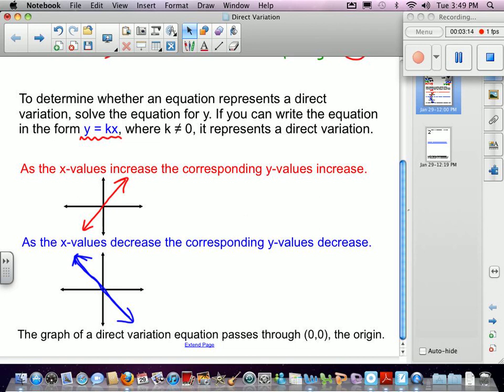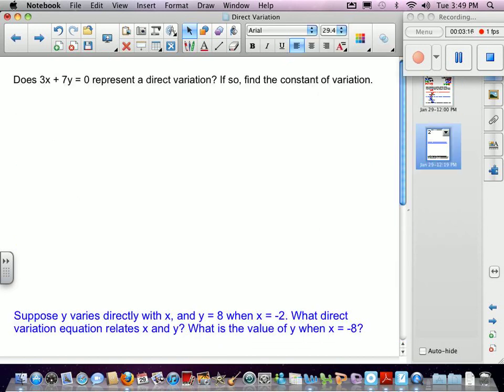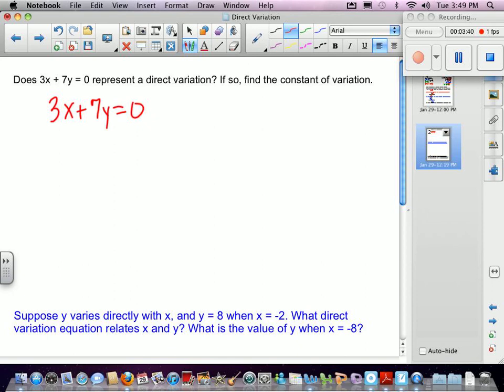The first example up top is a problem in standard form: does 3x plus 7y equals 0 represent a direct variation? If so, find the constant of variation. According to what we had previously, we need to solve this equation for y. I'm going to draw what we call the river, and we're going to work on opposite sides of the river. We start out by subtracting 3x from both sides.